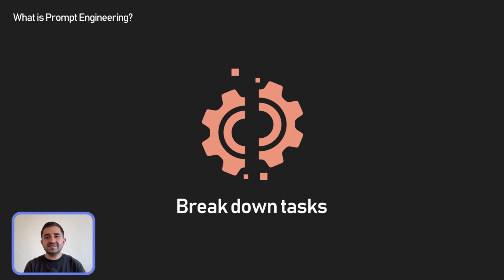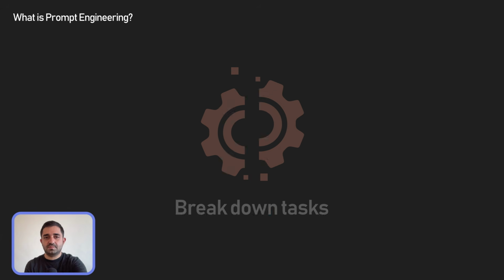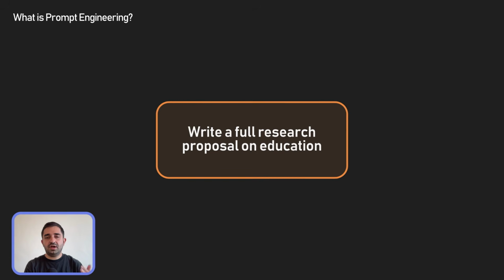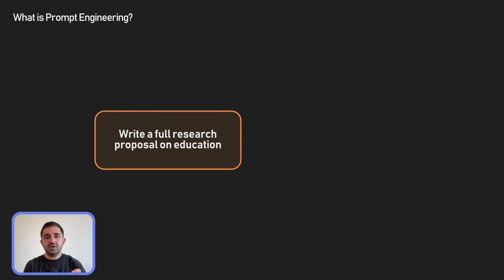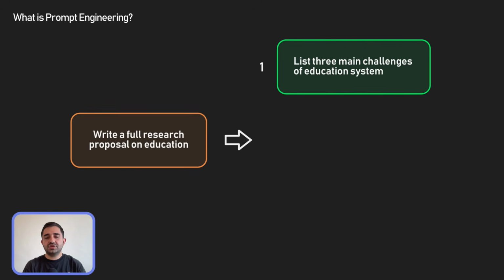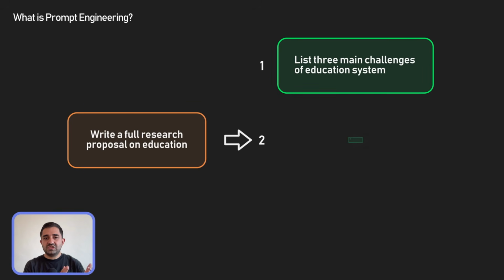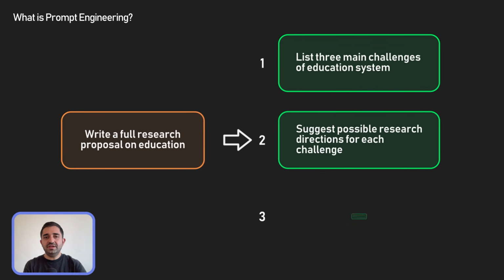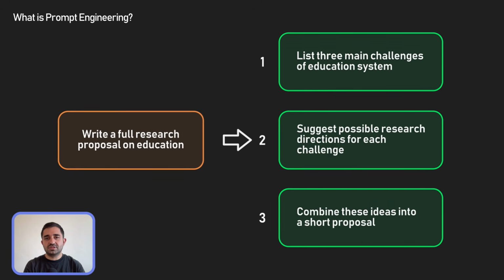2. Break down tasks. Divide complex tasks into smaller, manageable steps. For example, instead of asking, "Write a full research proposal on education," start by prompting step by step. List 3 main challenges of the education system. Then suggest possible research directions for each challenge. And finally, combine these ideas into a short proposal.